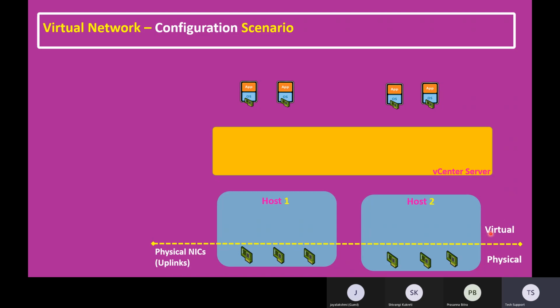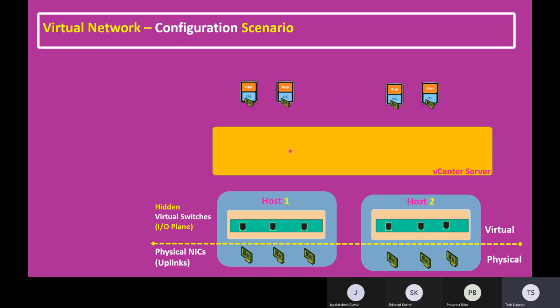Whatever communication happens on top of the physical layer, we consider as the virtual layer. Within the virtual layer, vCenter is connected with the two hosts, and it has six physical adapters. Whenever we add these hosts to vCenter, we can create multiple virtual machines. Just for our easy understanding, I took four virtual machines created. Now let's talk about the dvSwitch configuration scenario first.